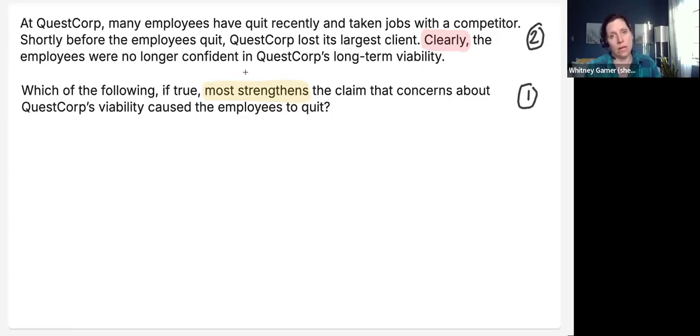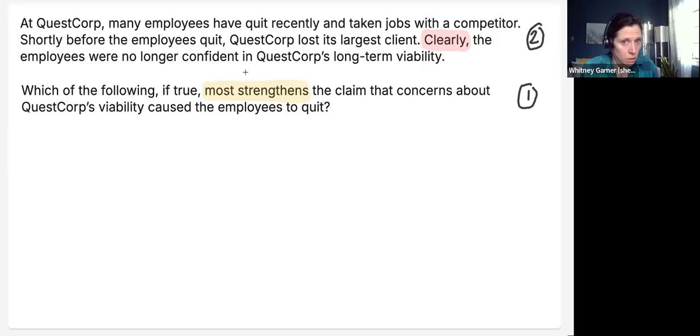Okay, so let's see why that's the case. We'll go back, we'll reread the whole argument. And it would appear that QuestCore lost its largest client. And shortly thereafter, many employees started quitting and taking jobs with a competitor. So our author is concluding, well, clearly it's because people think QuestCore is in trouble.